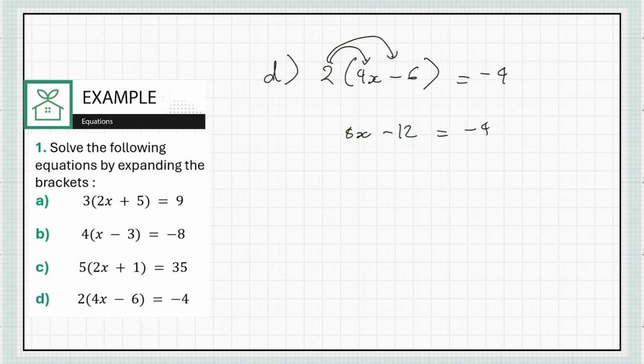We just want to do the opposite. We want to add 12 to both sides to get rid of this term here. And we're left with 8x is equal to 4 plus 12, which is equal to 8. Divide both sides by 8, and we get x is equal to 1.